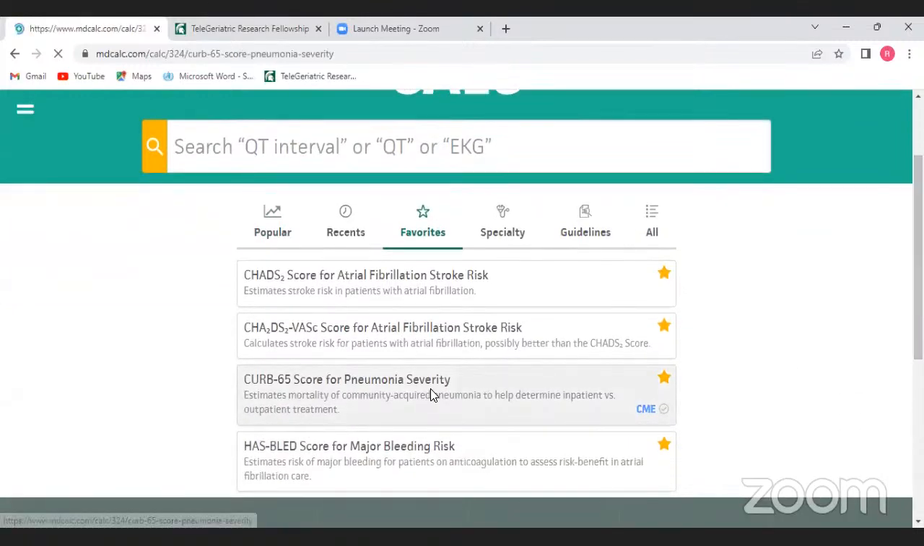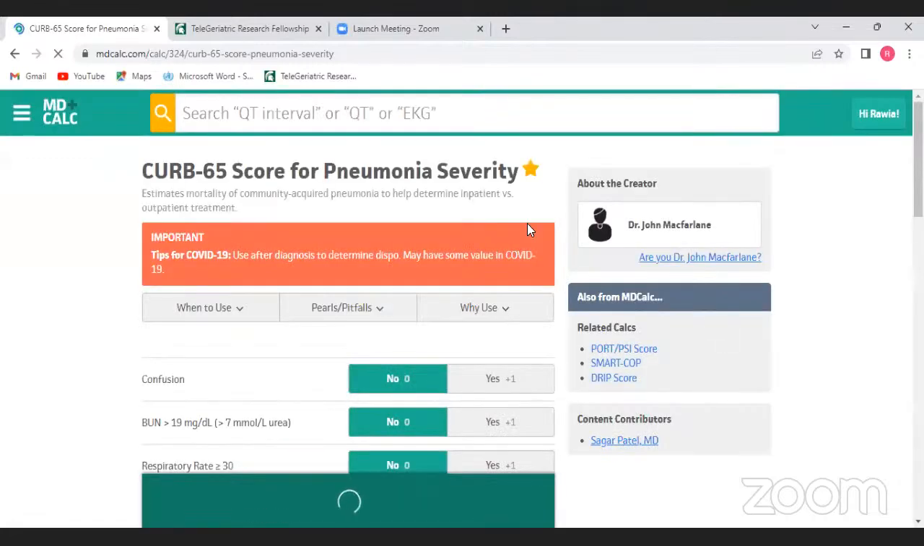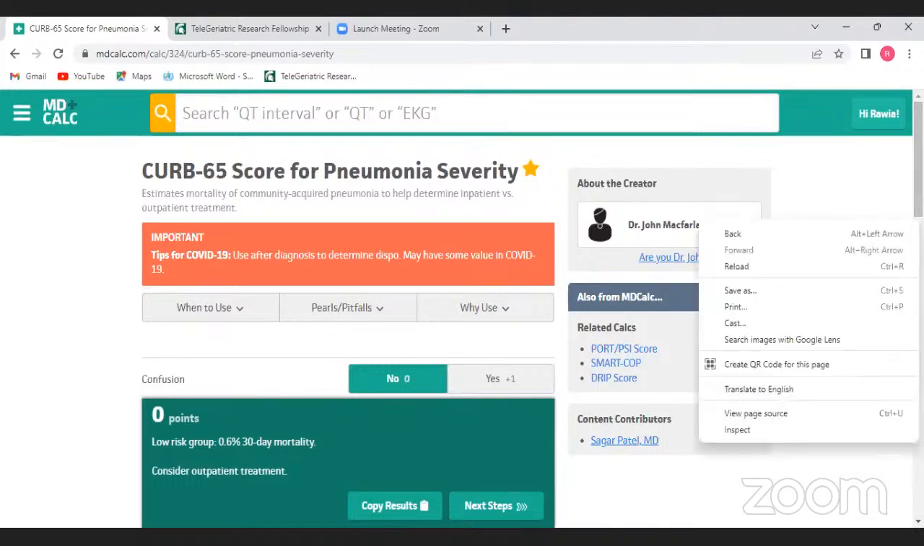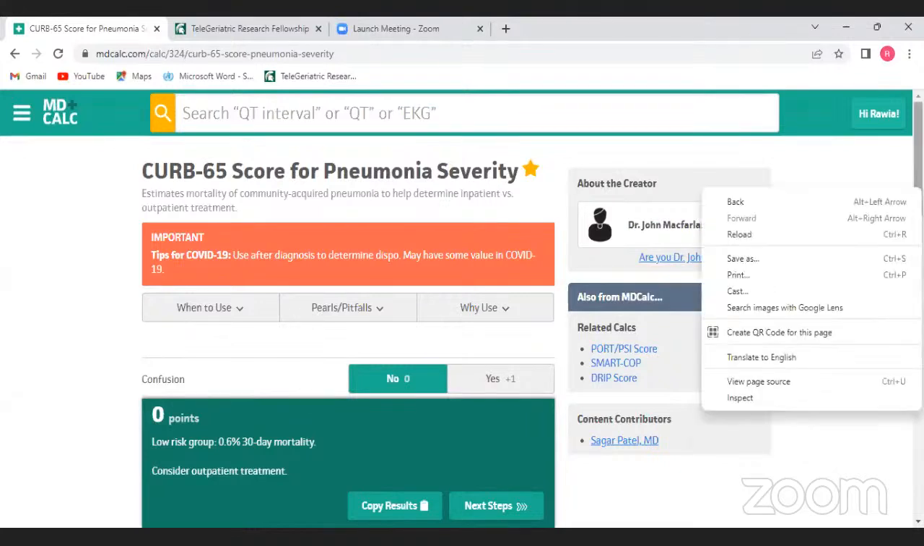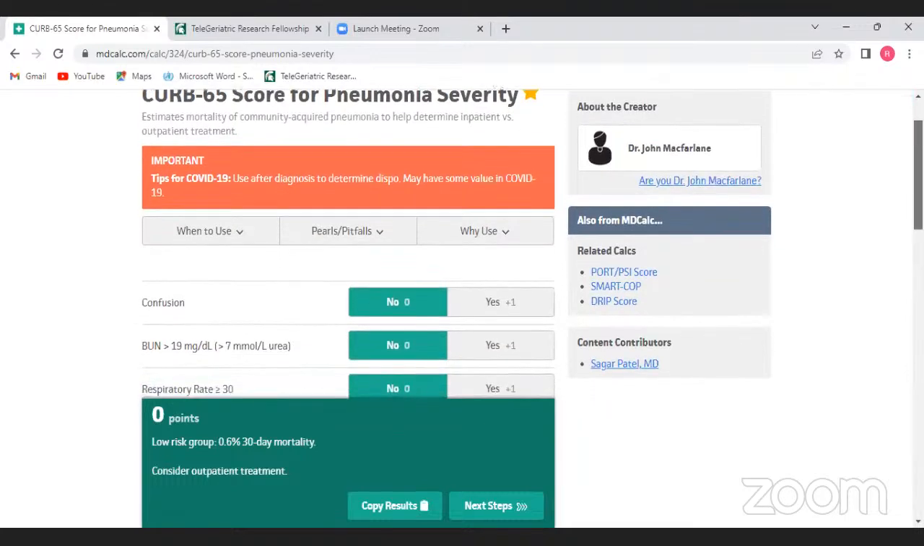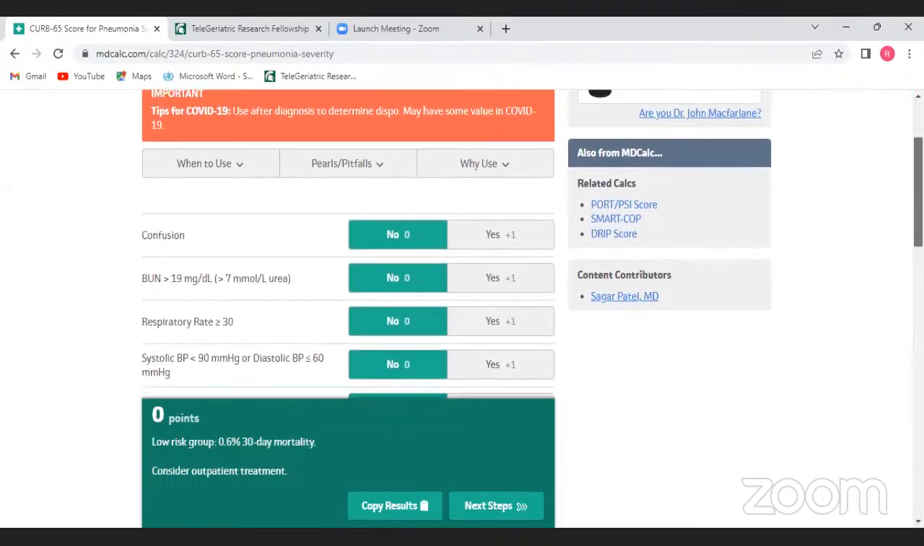For the last example we can use in this application, it's the CURB-65, a score for pneumonia severity. It estimates mortality of community-acquired pneumonia to help determine inpatient versus outpatient treatment. Here is a tip: for COVID, used after diagnosis to determine disposition with inpatient versus outpatient treatment, it may have some value in COVID-19.